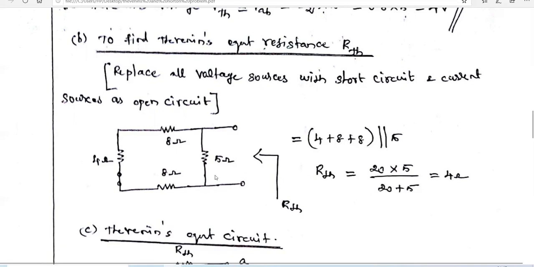So what is the RTH value? The RTH is the parallel combination of 20 and 5. What is the formula? 20 into 5 divided by 20 plus 5. So the answer for RTH is 4 ohms. So the RTH value is calculated. This is the second step.